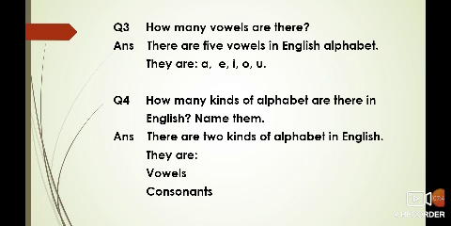Repeat once again. There are 2 kinds of alphabet in English, and they are vowels, consonants.